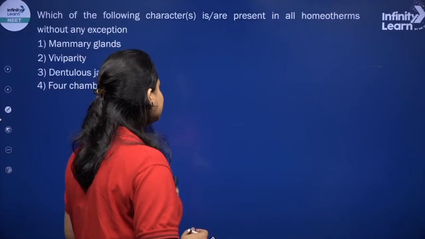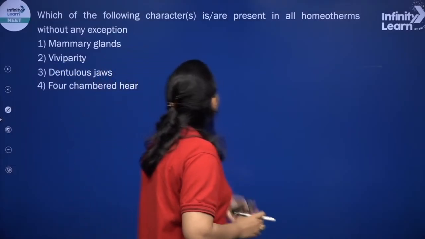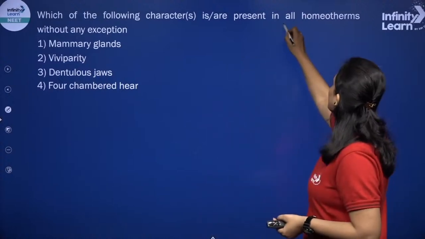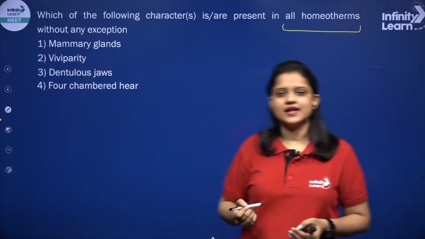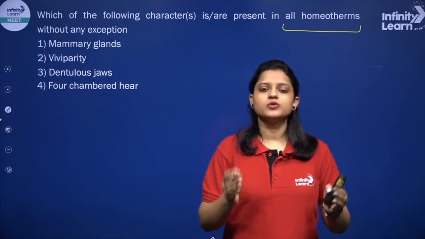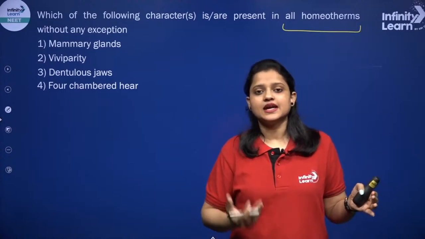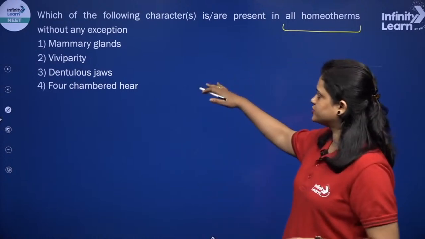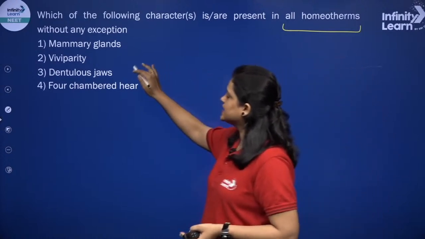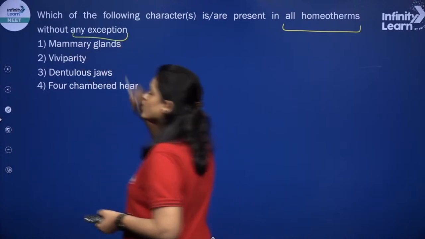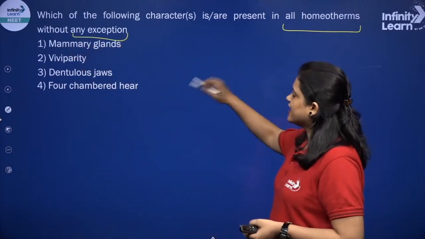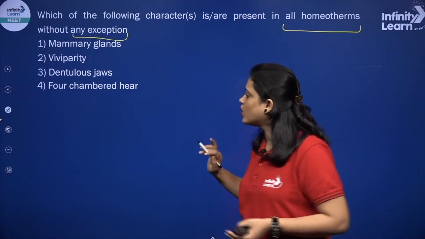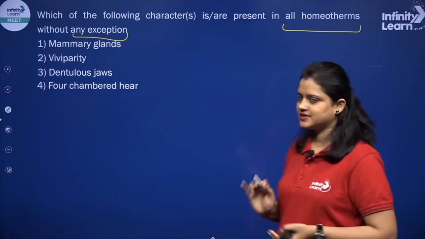So let's see what is the first question. Which of the following characters is or are present in all homeotherms without any exception? We know homeotherms are the animals that can regulate their internal body temperature, isn't it? So let's see what are the options. We have here mammary glands, and please note it is written without any exception. So we have here mammary glands, viviparity, dentulous jaw and four chambered heart, right?